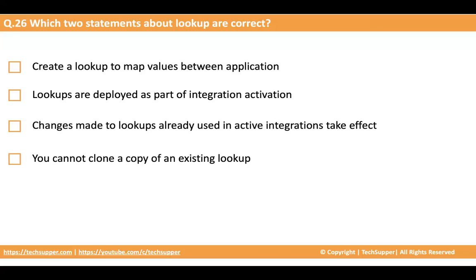Create a lookup to map values between applications. The first one looks okay. Lookups are deployed as part of the integration activation. No. Changes made to the lookups already used in the active integrations take effect. Looks like a good option. So the good options are first and third.